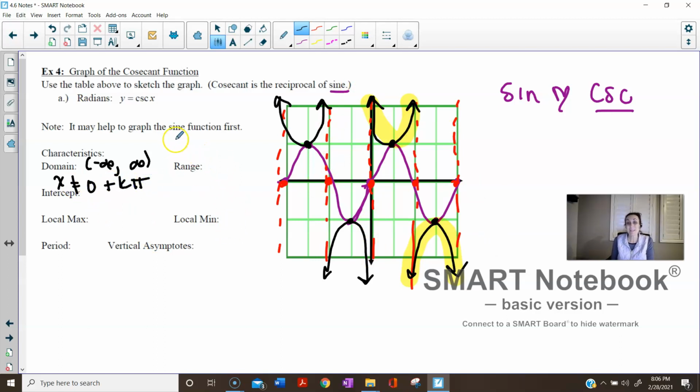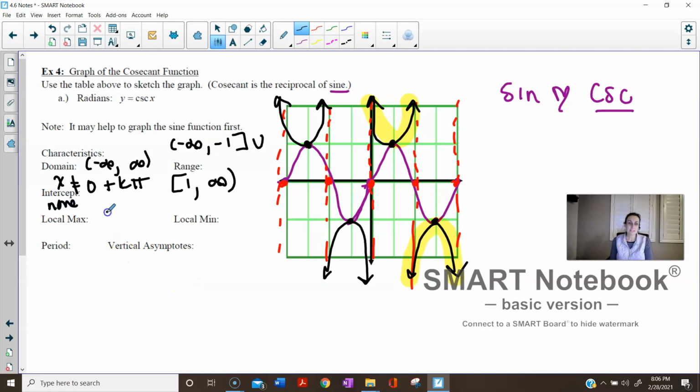The range, we're going to get it right this time. It's going to start at -infinity, and it's going to stop at -1, and then union, and it's going to pick up at +1, and it's going to go up to infinity. The intercepts, there are not any intercepts, so none. There's no x or y intercepts.